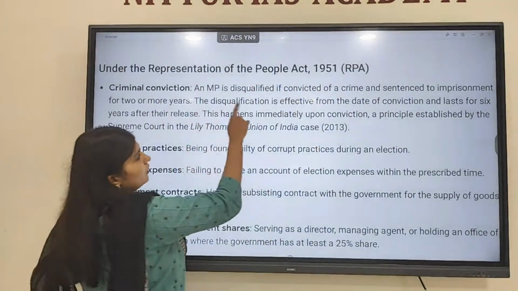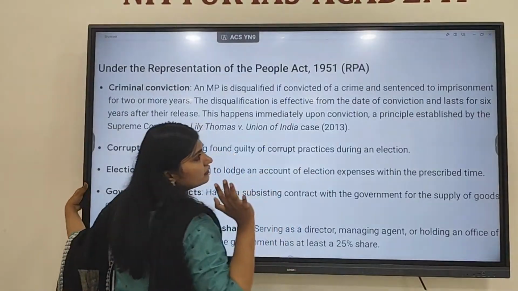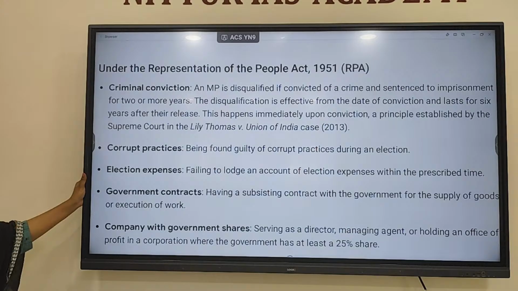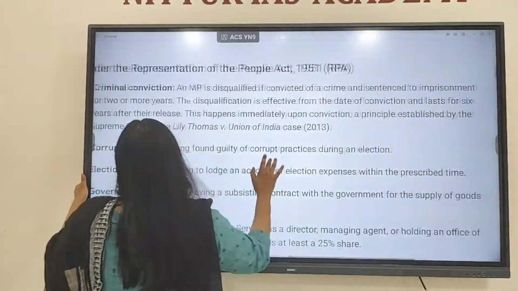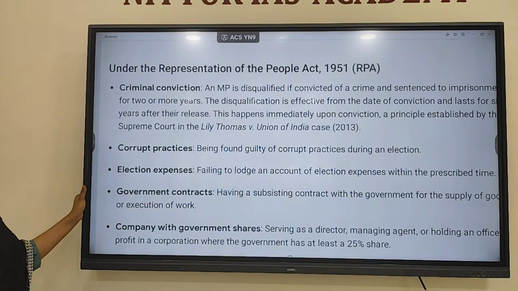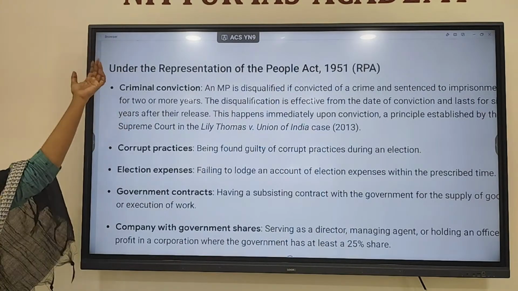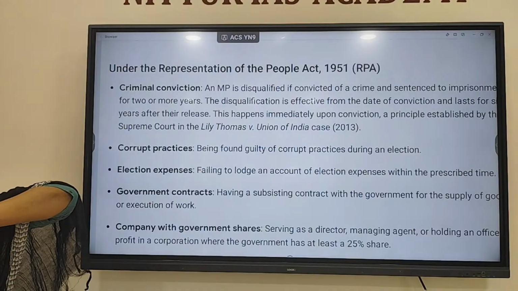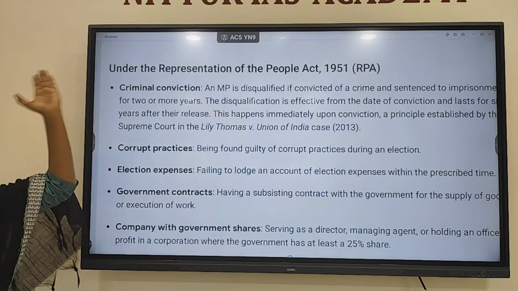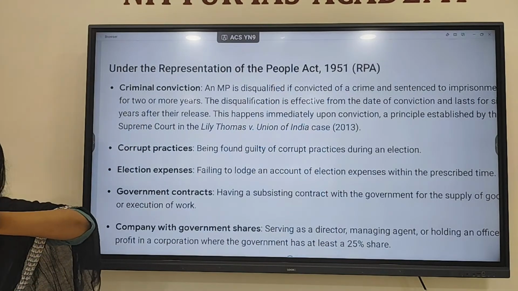Next, this disqualification is effective from the date of conviction. ತಪ್ಪಿತಸ್ಥ ಅಂತ ಪ್ರೂವ್ ಆಗದಿಂದನೇ he will be removed. And it lasts for 6 years after their release. 6 years ವರೆಗೂ ಎಲೆಕ್ಷನ್ಸ್ ಕಾಂಟೆಸ್ಟ್ ಮಾಡ್ಲಿಕ್ಕೆ ಬರಲ್ಲ. Understood? ಇವಾಗ 2 years ಅವ್ರಿಗೆ ಶಿಕ್ಷೆ ಆಗಿದೆ ಅಂತ ತಿಳ್ಕೊಳ್ಳಿ, ರಿಲೀಸ್ ಆಗಿ ಬಂದ್ರು, suddenly can't contest the elections. After the release, for 6 years he can't contest for the election.